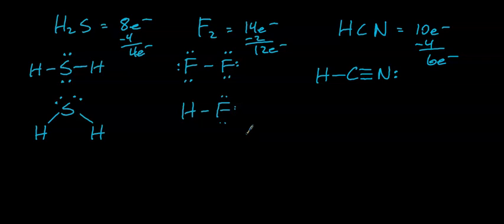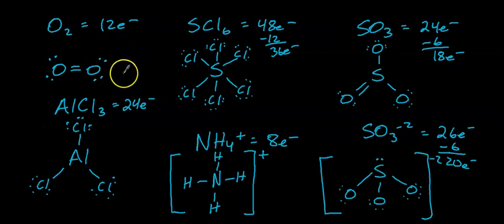Next, HCN. Attached to the central atom, you have a hydrogen and a nitrogen. This molecule is polar. O2, nonpolar. AlCl3, symmetrical molecule, nonpolar. SCl6, symmetrical molecule, nonpolar. We don't do polarities for polyatomic ions. It's only for molecules, so we're not going to label NH4+. SO3, 3 oxygens attached to the central atom, nonpolar.